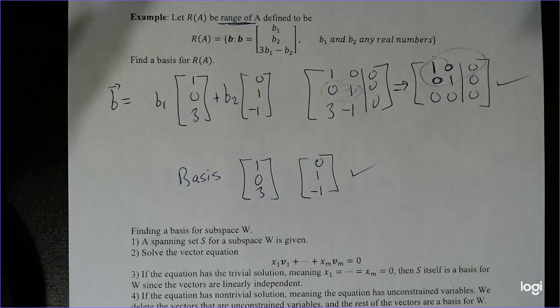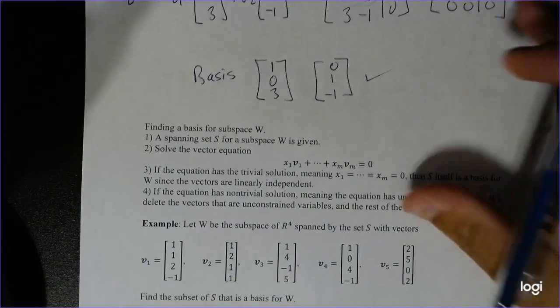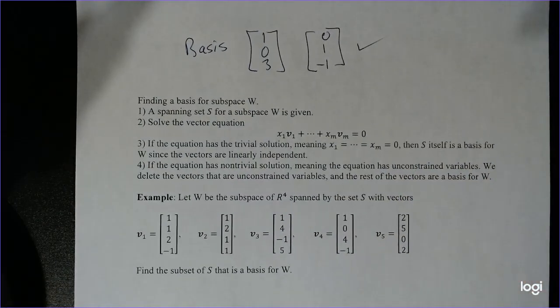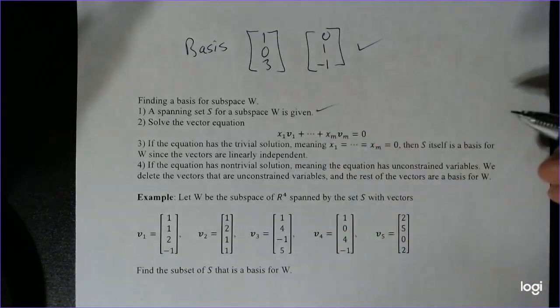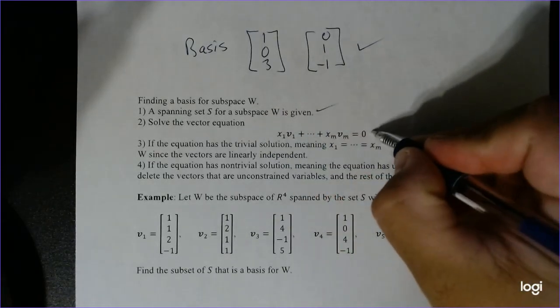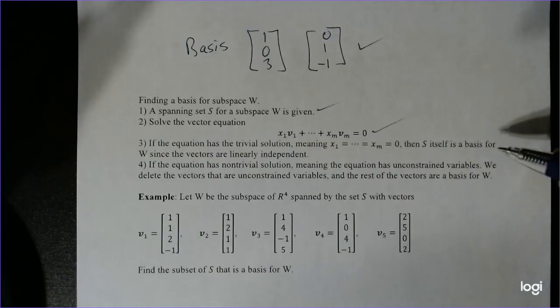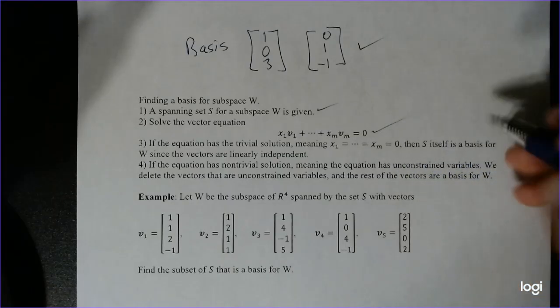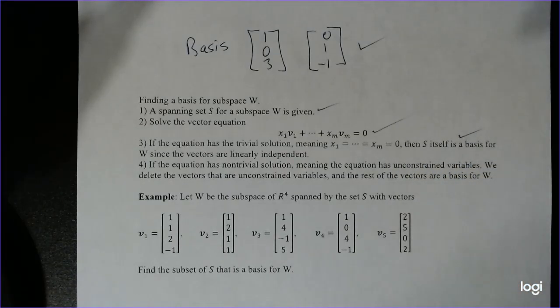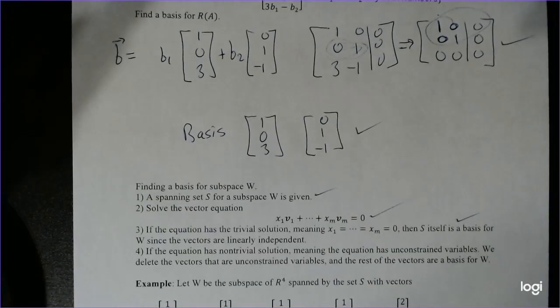Now, the cool thing about finding bases is there are multiple ways to do so, depending on the situation. Okay? So we break it down to about 4 different situations you could deal with. So finding the basis for a subspace W. Situation 1: a spanning set for the subspace W is given. If this is given, we're done. Situation 2: solve the vector equation. That's another way. The third way is a bit tricky: if the equation has only the trivial solution, meaning all these equal 0, then S itself is a basis for the entire set, kind of like we have here.